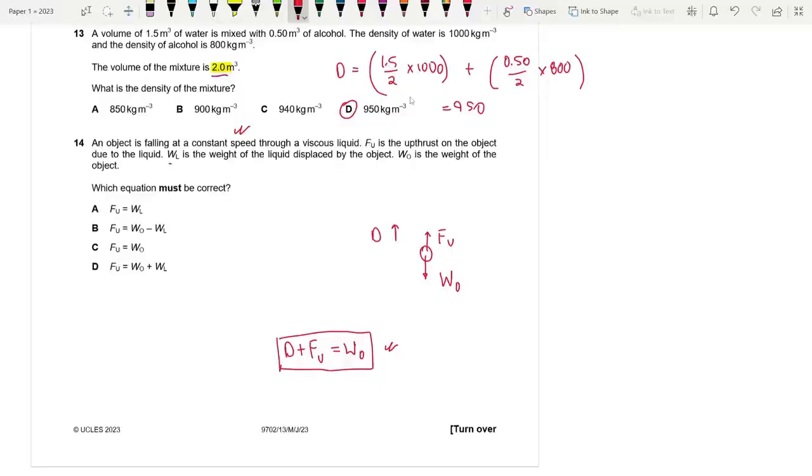Now next, WL. WL is the weight of the liquid displaced by the object. What does this mean? You guys know the formula for upthrust, right?